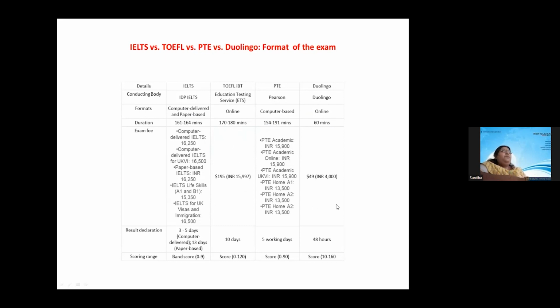The exam fees are given, and for result declaration, IELTS computer based results are delivered within 3 to 5 working days. If it is paper and pencil, it will be delivered in 13 working days. TOEFL iBT takes 10 days, PTE 5 working days, and Duolingo within 48 hours. For score range, IELTS is a band score of 0 to 9, TOEFL is a score of 0 to 120, PTE is a score of 0 to 90, and Duolingo is a score of 10 to 160 points.